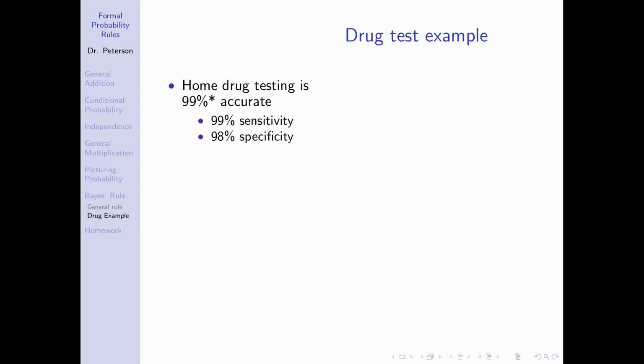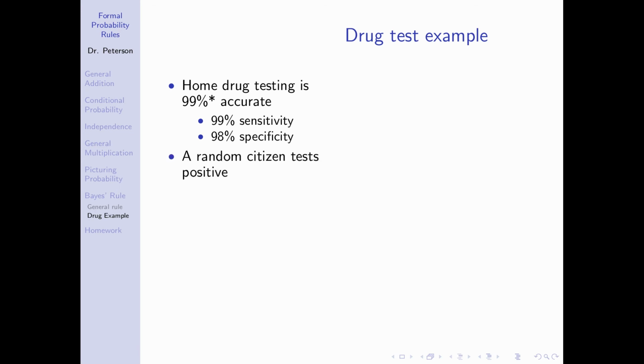A drug test can be sensitive and or specific. So in our example, we're going to pretend that our home drug test is 99% sensitive. That means if you're a drug user, 99% of the time you will test positive. Specificity has to do with how likely it is to have a positive when it's not a drug user. So 98% specificity means that 98% of the time that a person is a non-user, they will test negative. In contrast, that means 2% will test positive. You'll notice that these are conditional probabilities, which is one of the things we need for Bayesian analysis.